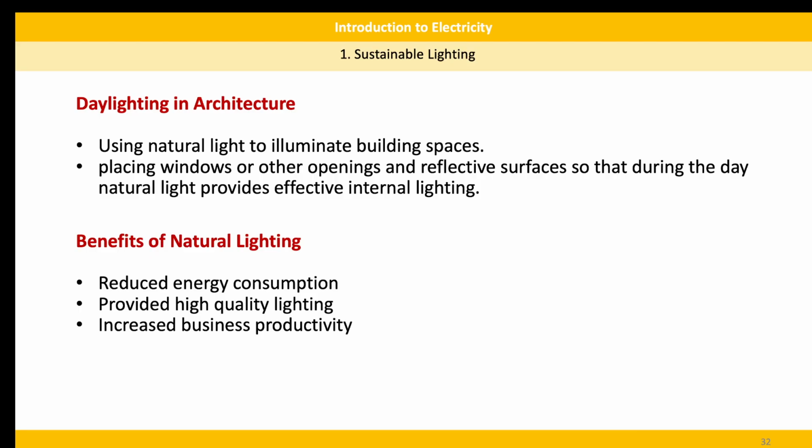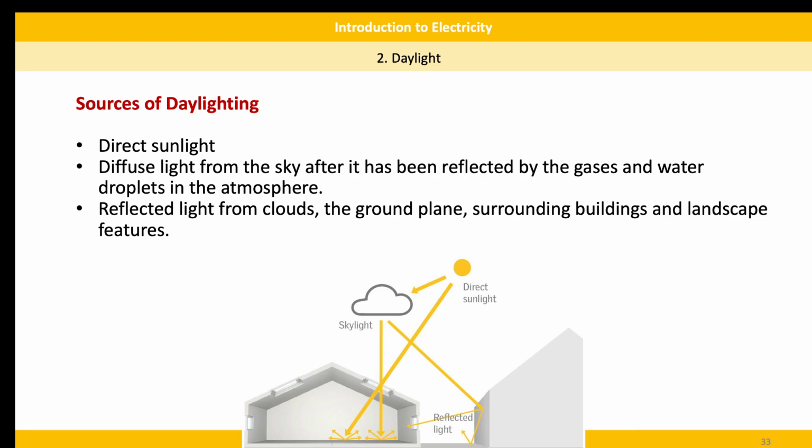For all offices, if we want a really good design, we have to consider all spaces and all rooms to provide natural lighting. And the sources of daylighting include direct sunlight and diffuse light from the sky after it has been reflected by the gases and water droplets in the atmosphere, and the reflected light from clouds, ground planes, surrounding buildings, and landscape features.